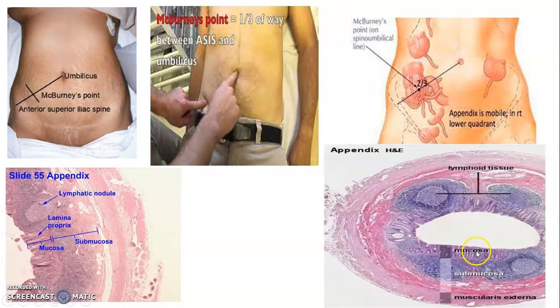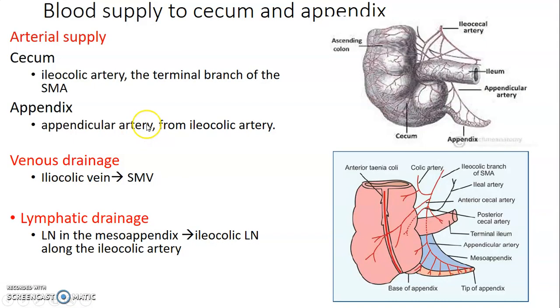This is the mucosa. This is the submucosa of the appendix. What's the blood supply to the cecum and the appendix? The cecum receives from the ileocolic artery, which is the terminal branch of the superior mesenteric artery. And the appendix receives from the appendicular artery, which is a branch from the ileocolic artery.